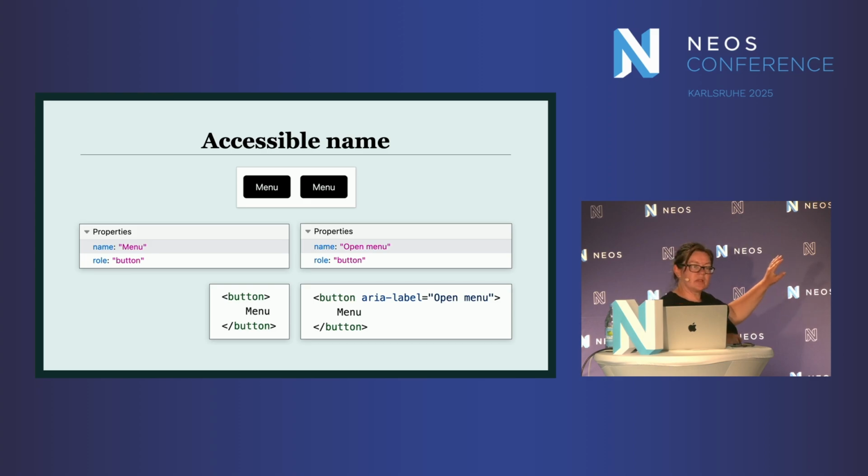This is the HTML for both of these buttons. On the left-hand side, very straightforward, element button or tag button and the text node menu. On the right-hand side, we've added the aria-label attribute that holds the text open menu, and that overrides the accessible name of the actual text node menu. And that's how these two buttons have actually different accessible names.